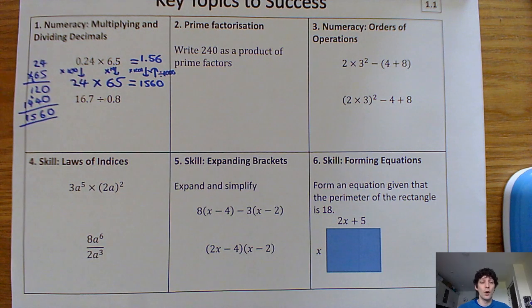And the way that I know that is because 24 times 65 is 1,560. And to do 24 times 65, how I've changed this initial question is by multiplying 0.24 by 100 and multiplying 6.5 by 10 to get rid of the decimals. Decimals don't work with column multiplication.